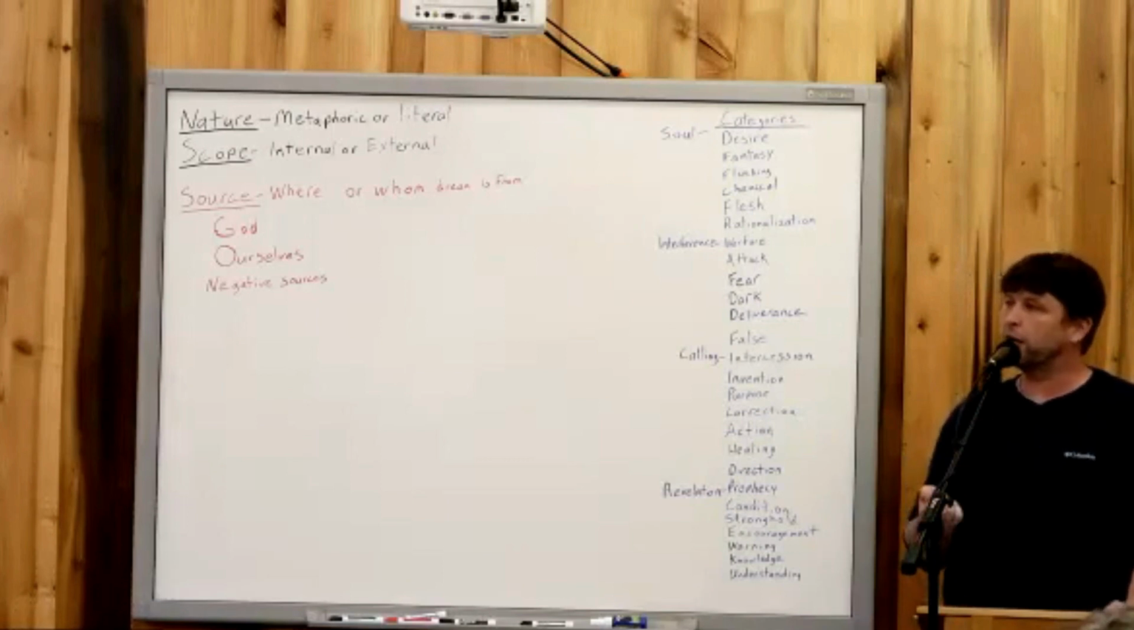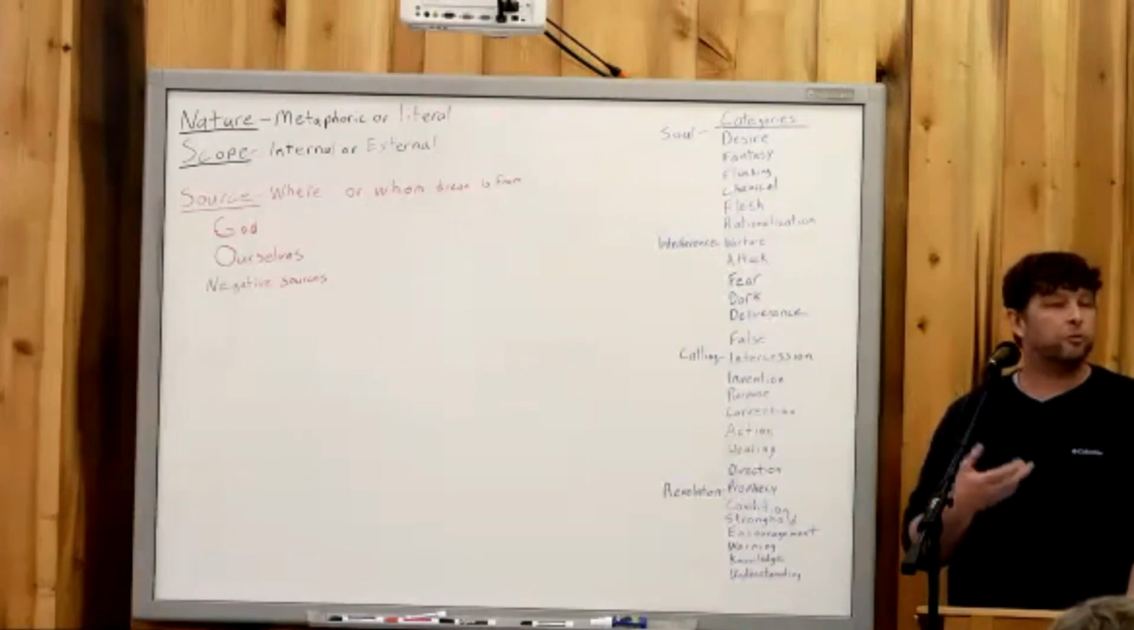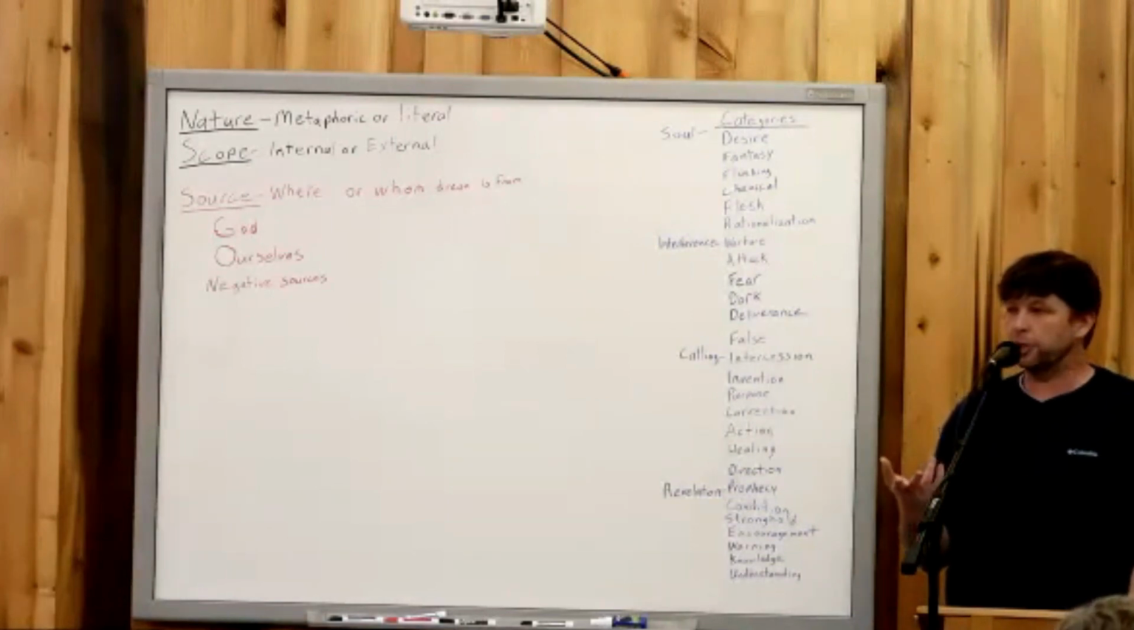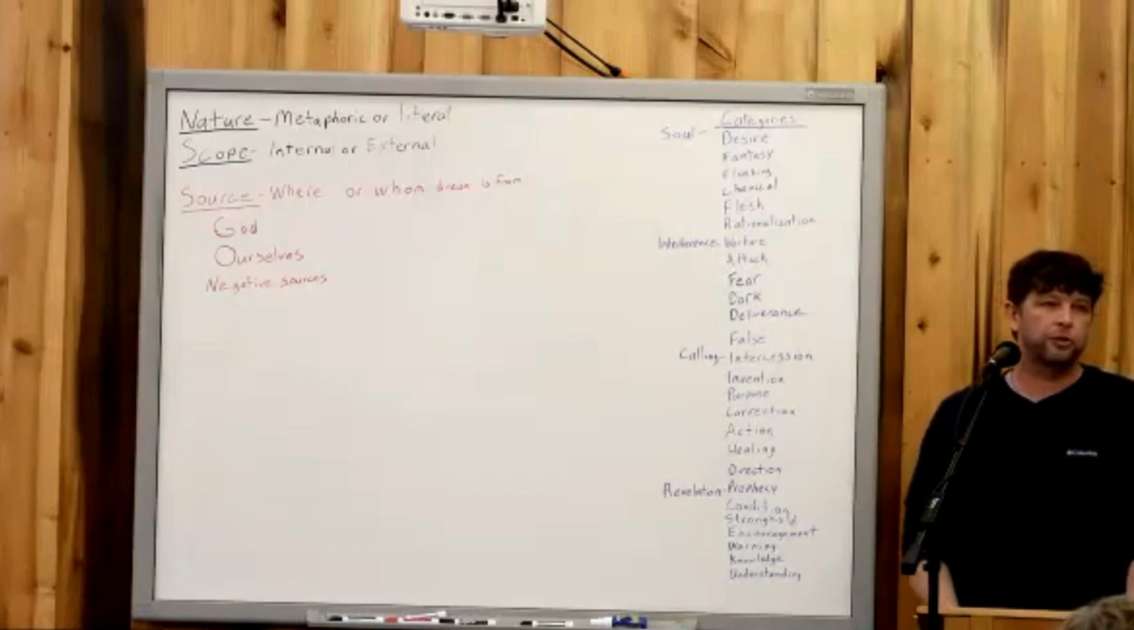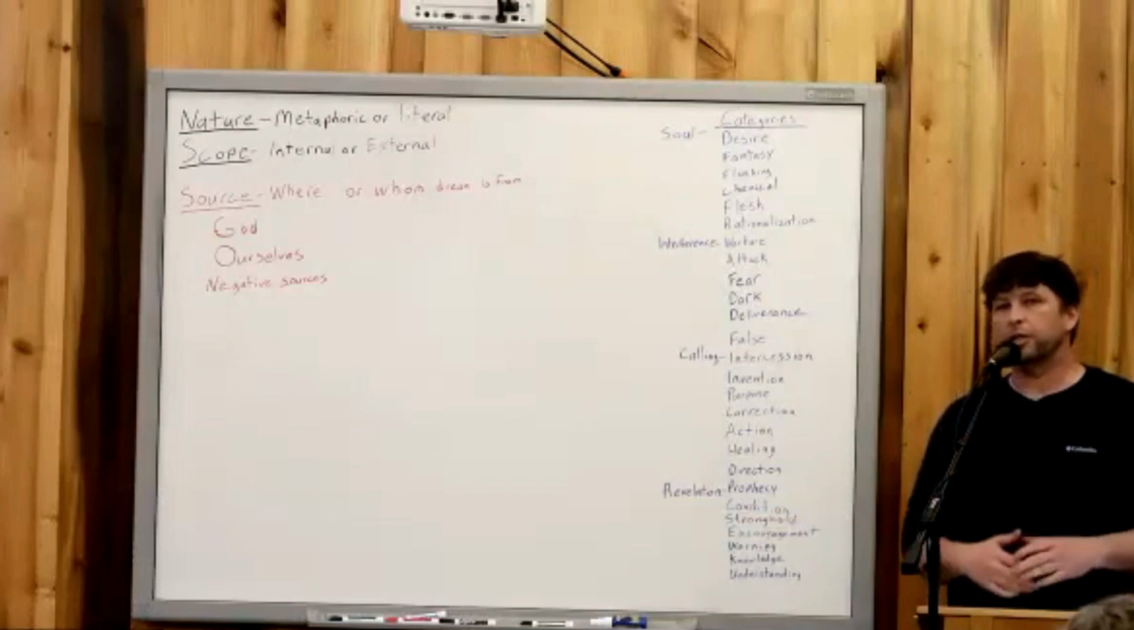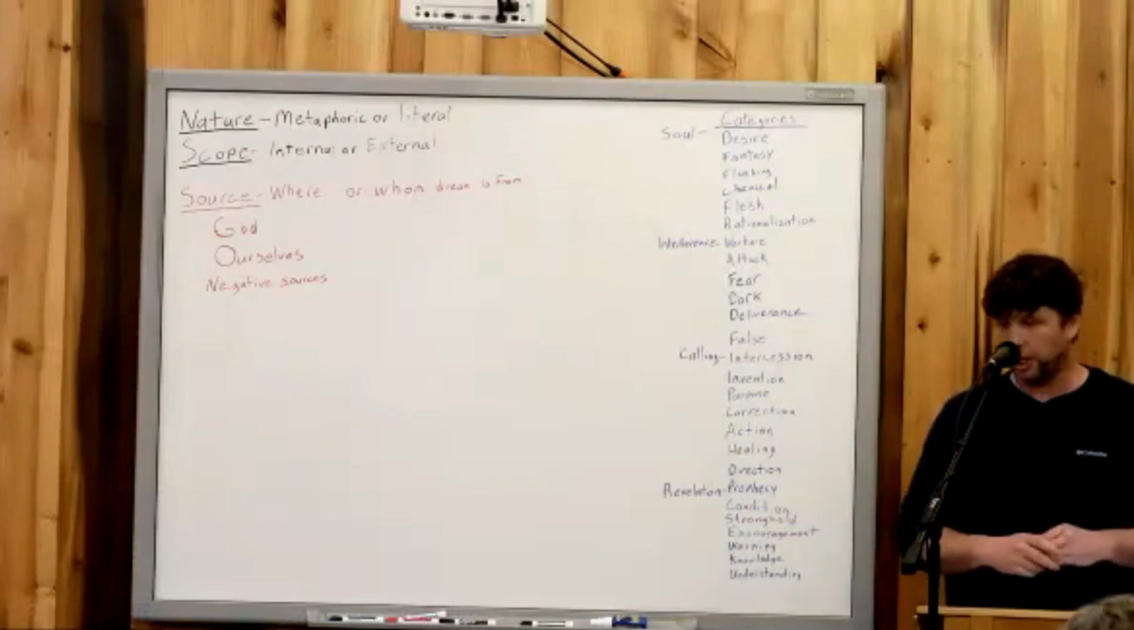He changed Simon's name to Peter, which is rock. So you could have somebody in your dream, and I had somebody in my dream and they were named Peter. I don't know why, but God kept saying I needed to go with Peter. You need to come to the rock. So it may not be somebody that you know. It could be somebody that you know, and what impact did they have on your life?